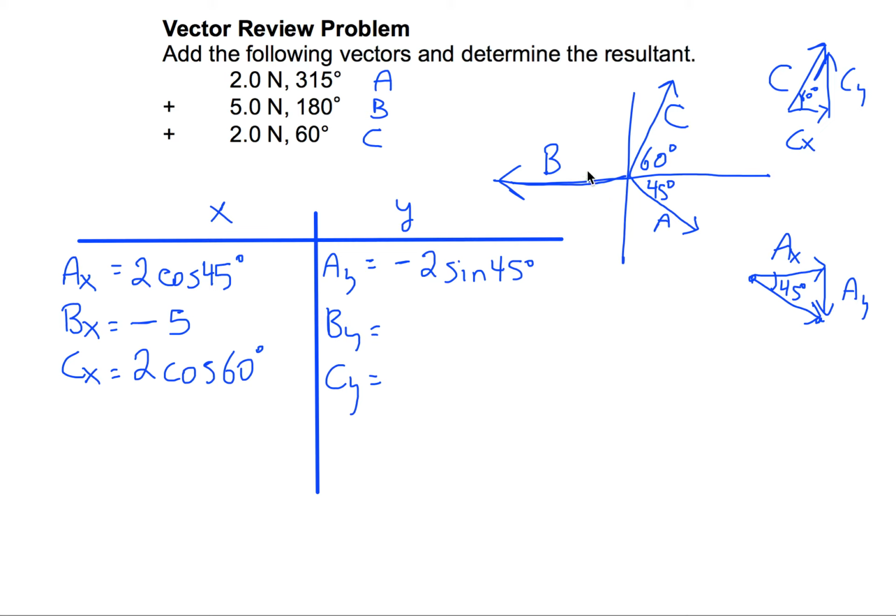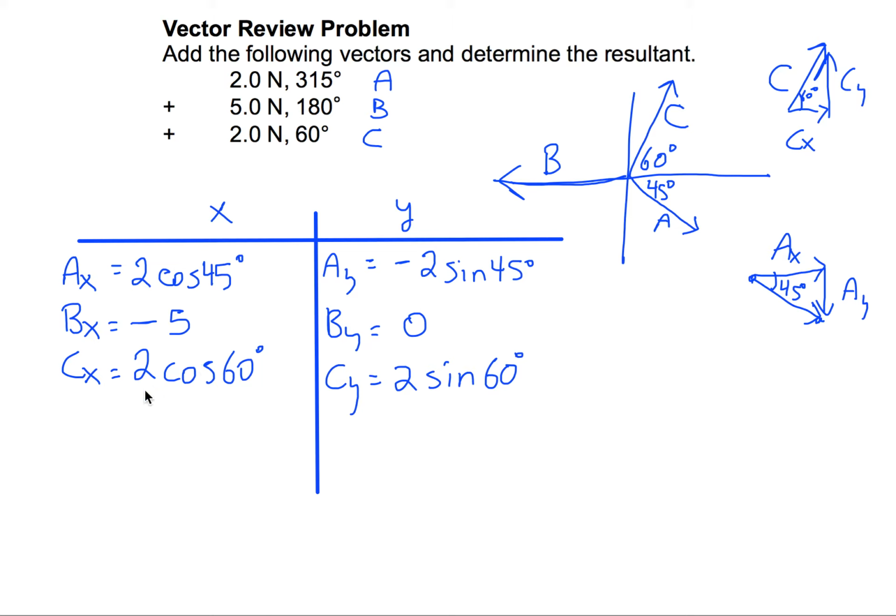The y component of b is 0 because b is all in the x direction. It doesn't have any part of it going up or down. And the y component of c is over here. It's opposite the angle. It's positive because it's going up. So 2 sine of 60. And you can go ahead and plug these into your calculator and get some actual values.